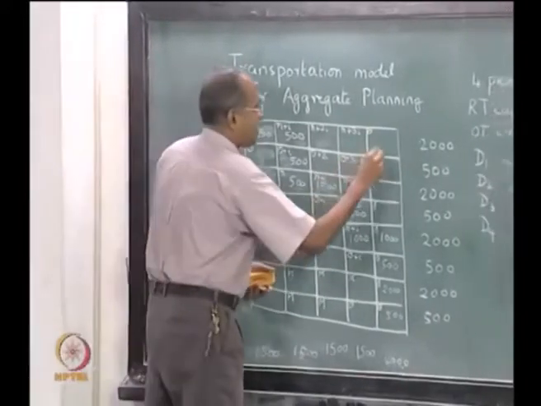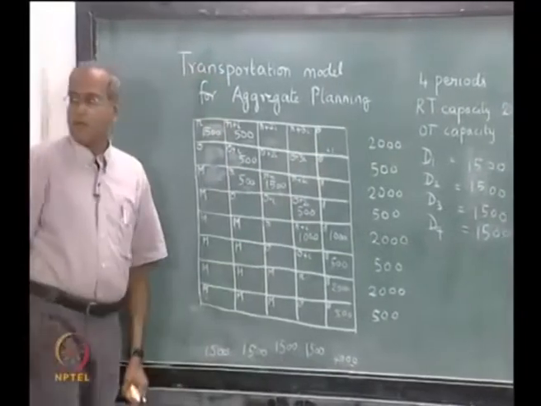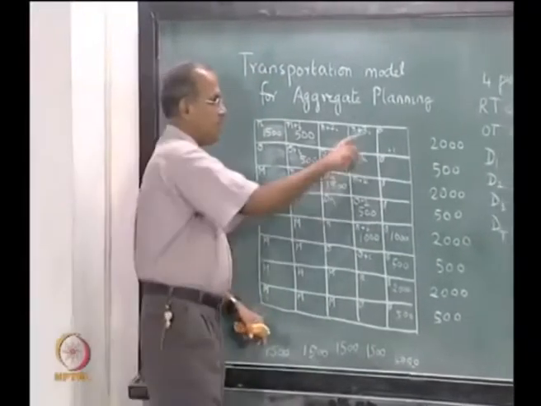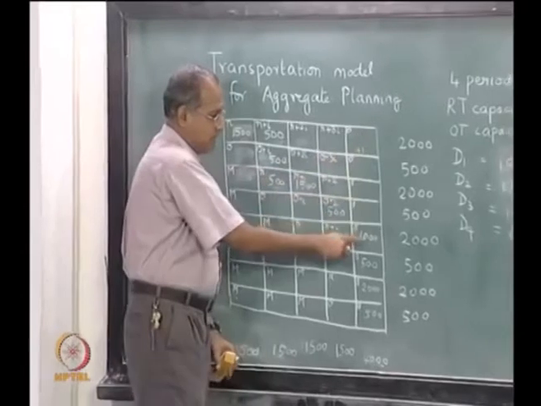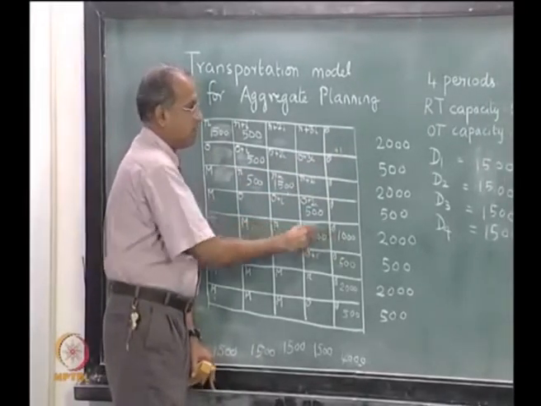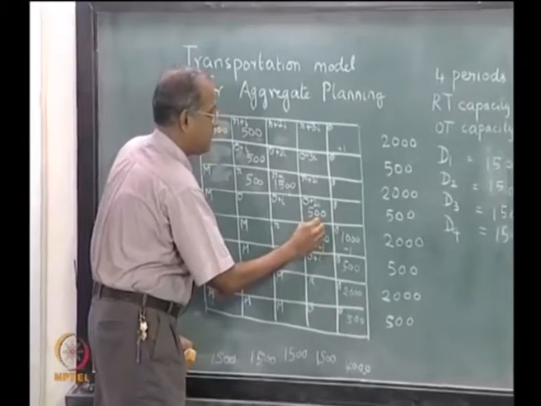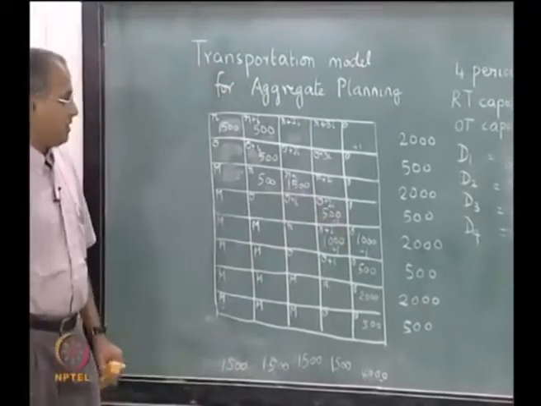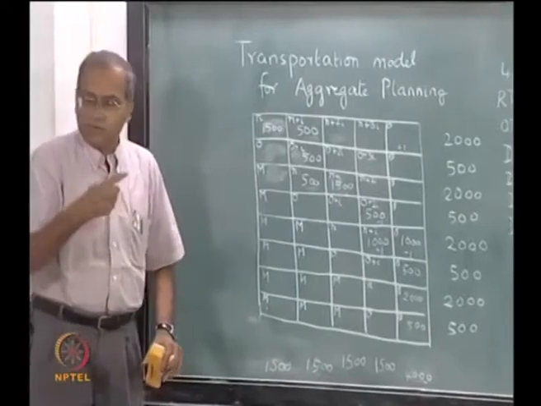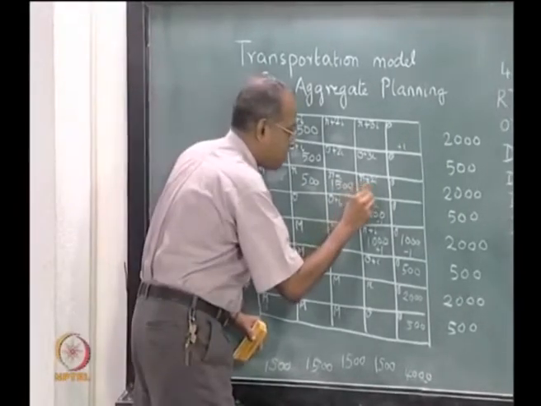But let us try and put a plus 1 here. Now, what happens? I add a 0, I subtract a 0. So, this will become a minus 1 here, become a plus 1 here, it will become a minus 1 here. Now, because of degeneracy I will not be able to proceed. So, I have to put an epsilon here.